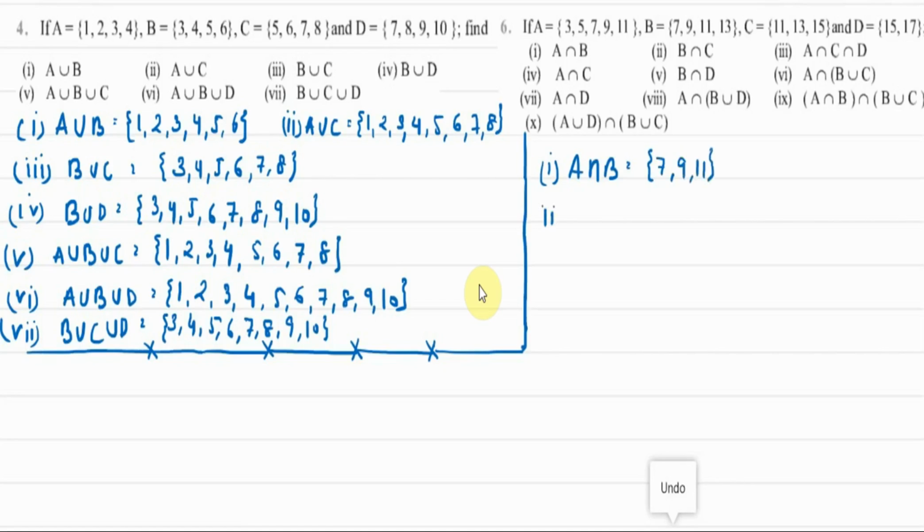Second part says find B intersection C. So B intersection C will have the common elements of B and C. So common elements are 11 and 13.